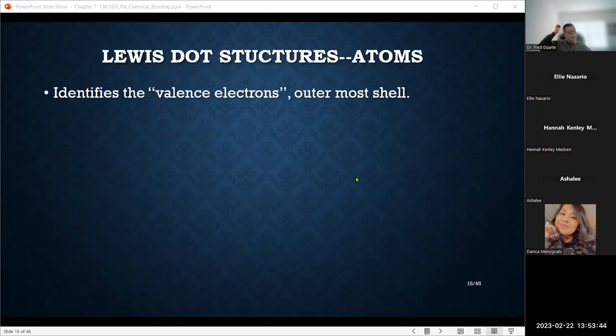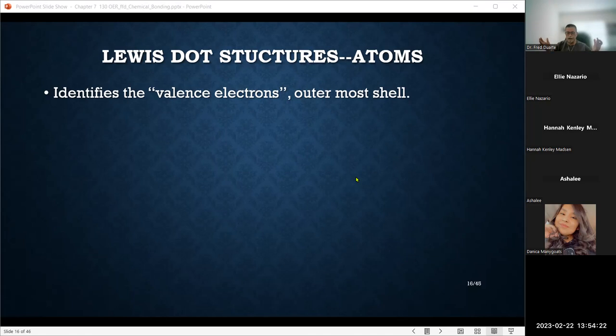Okay, which brings us to Lewis dot structures, and specifically of atoms, but this is the precursor to looking at Lewis dot structures for molecules and compounds. Once we learn how to do that, we use the shapes table to figure out the geometry. For the atoms themselves, this only pertains to the main group elements, 1A through 8A.